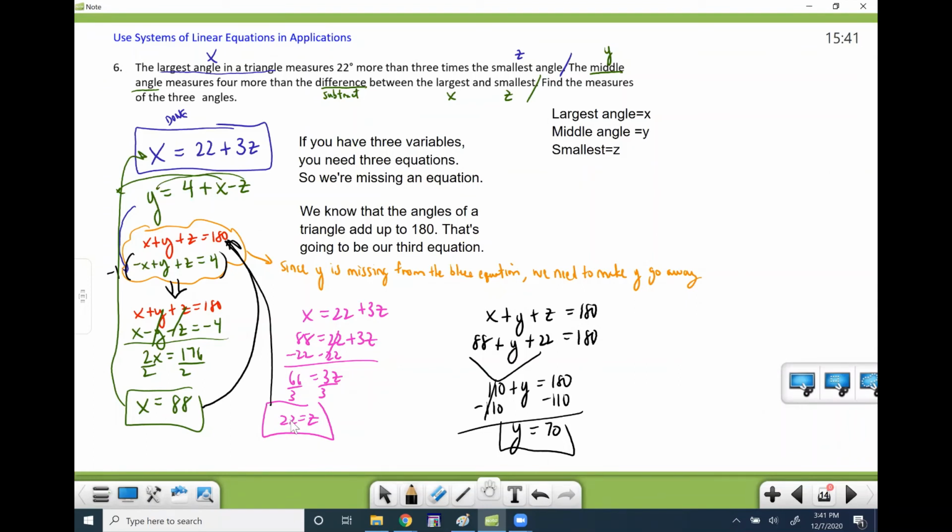And then 66 plus 22 does get you 88. So you can start plugging them back into what you know from the word problem to check and see if all of them work. Okay, I'm going to fill them in right here just so it's nice and pretty, our answer. So the largest was 88 degrees. The middle was 70 degrees. And then the smallest was 22 degrees. There's our answer.